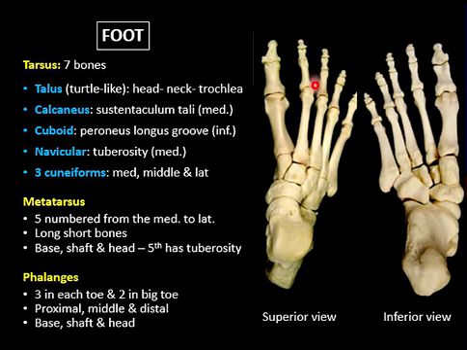Same appearance for the phalanges. We have 2 phalanges in the big toe and 3 in each other toe. They are proximal, middle, and distal phalanges. Also, they have base, shaft, and head.